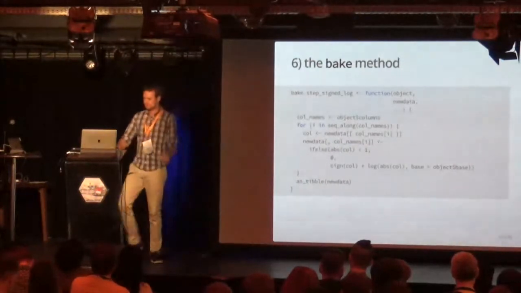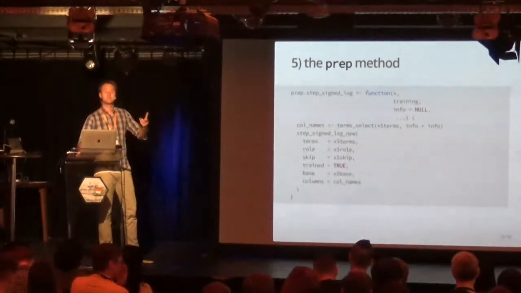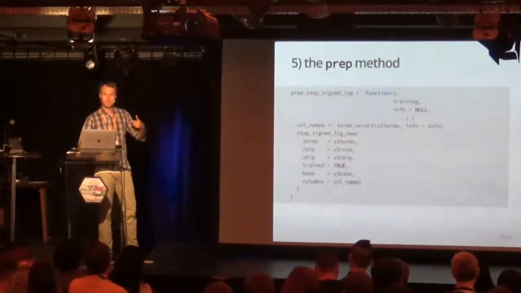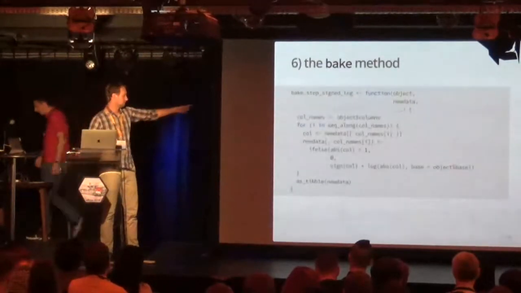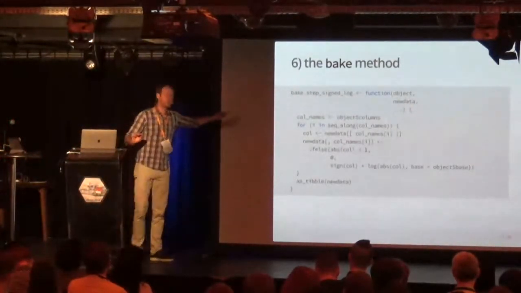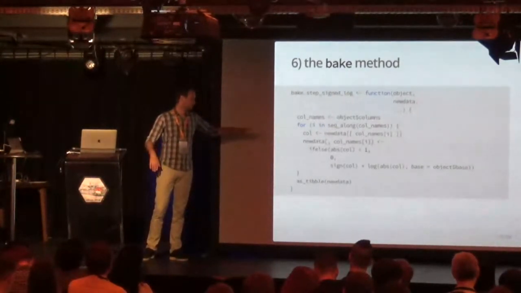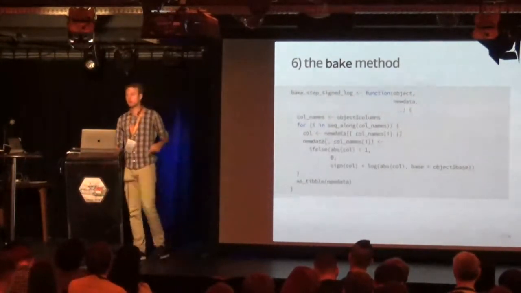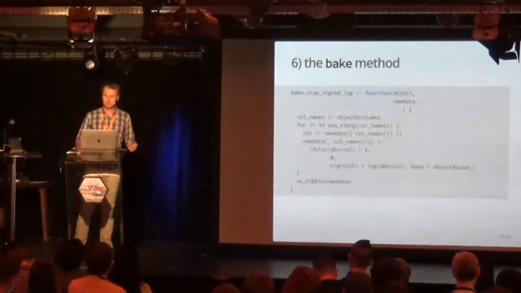So in the prep stage, we have converted the tidy select to the actual column names, and in this stage, we just get them back. So we have a vector with the column names. We loop over them, and we perform the signed log on each of them. So we're actually preparing our data.